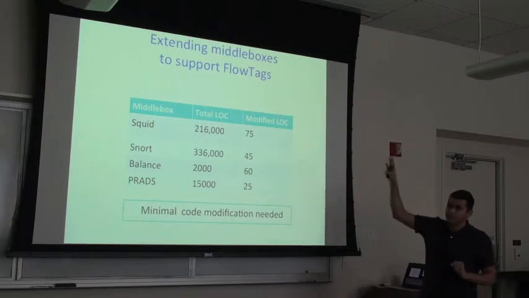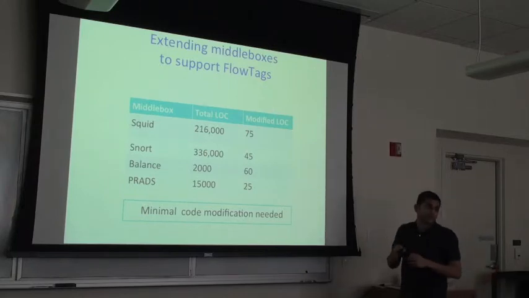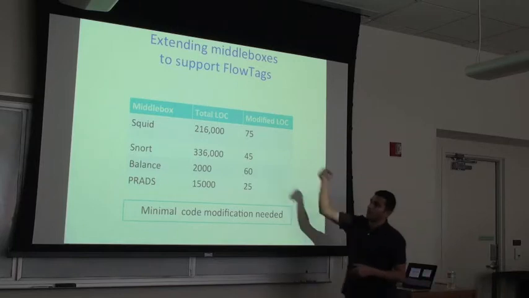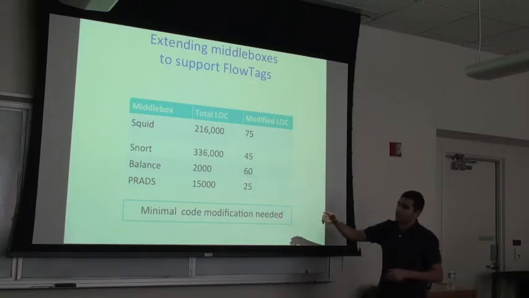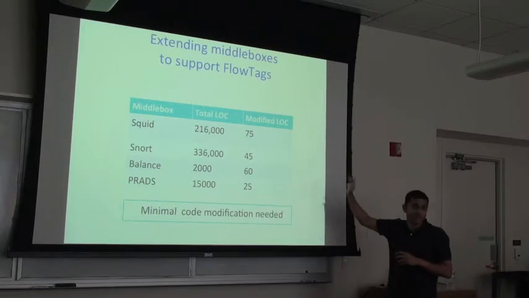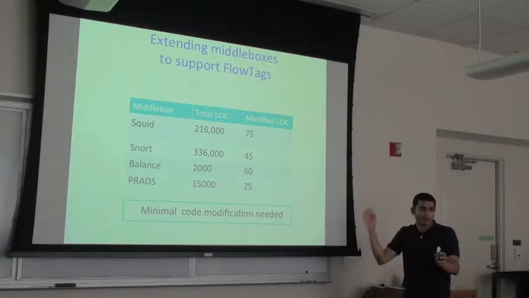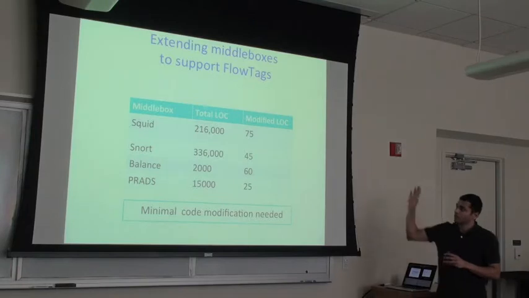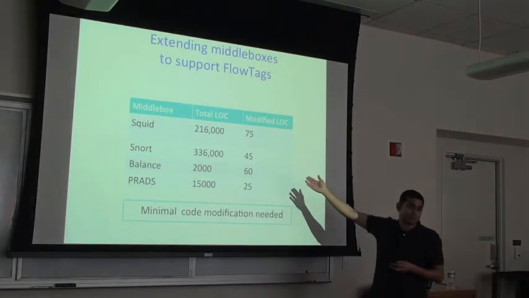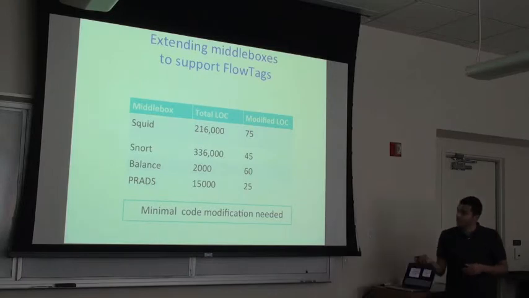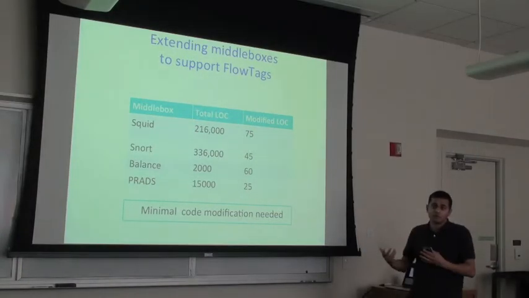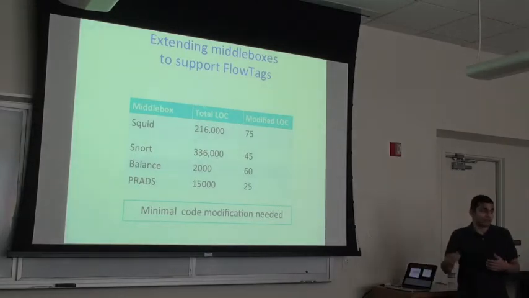And if you compare it to the source code of the actual middleboxes, the FlowTags support is pretty minimal. Imagine if the guy who wrote Squid or the guy who wrote Snort needs to do it, it can be very quick for them. It took us a month as non-experts with very little background to do it. We had to use control flow graphs and so on. But if you're like Martin Roesch, who wrote Snort, this must be a piece of cake for you. So the nice thing is it requires minimal code modification, and this gives us hope that maybe this can be adopted pretty soon.